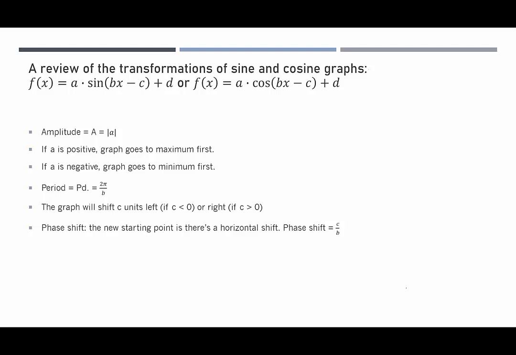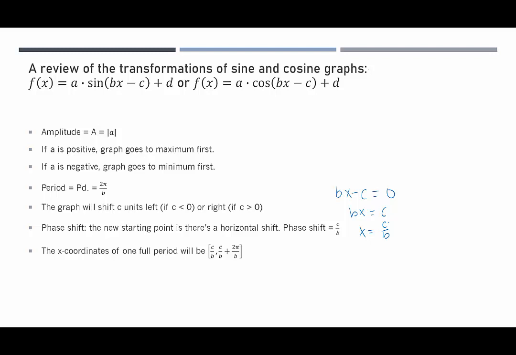When we have a phase shift, it's going to move C over B units. That's the horizontal shift. The reason for that is that we're looking at bx minus c equal to 0, and that would be bx equals c, thus x equals c over b. So rather than starting at 0, the graph will start at c over b. And for one complete period, the x coordinates will go from c over b to c over b plus the period, right?